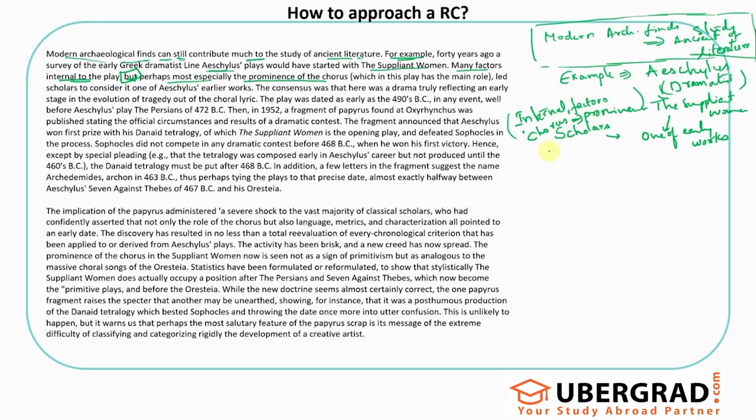They have analyzed the type of chorus they've used, and they felt that looking at the importance that has been given to the play, the scholars have come to a conclusion that it would be one of the early works of the Achilles, right? The Suppliant Women. That's what this line is.